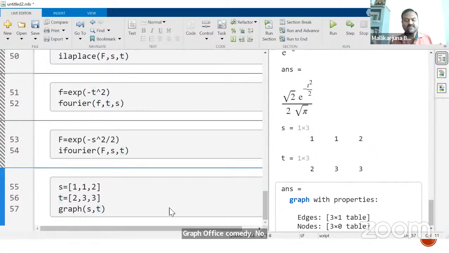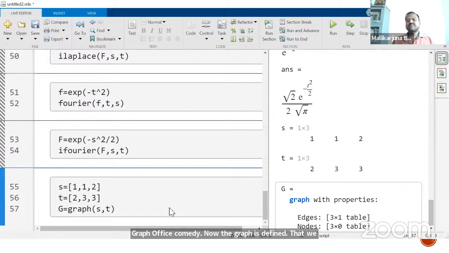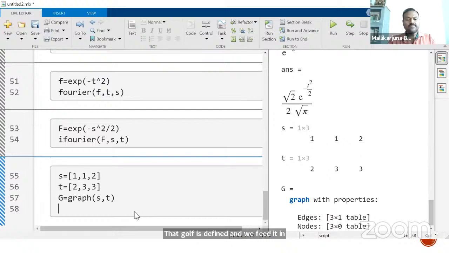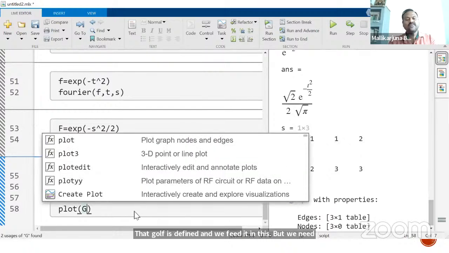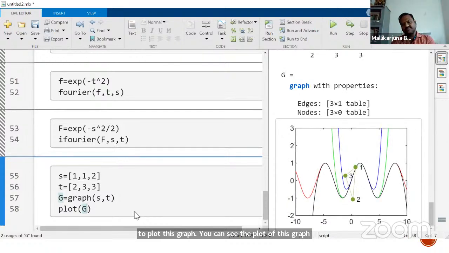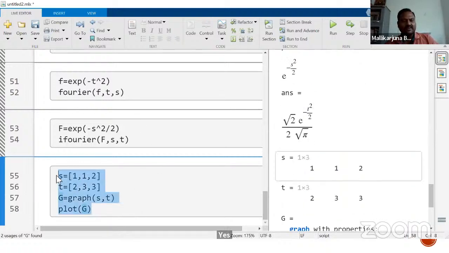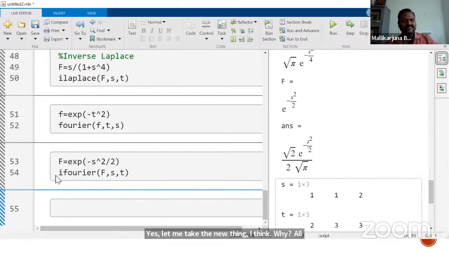Now the graph is defined and we feed it into capital G. But we need to plot this graph. You can see the plot of this graph. Let me take the new thing. Why are all closing here?